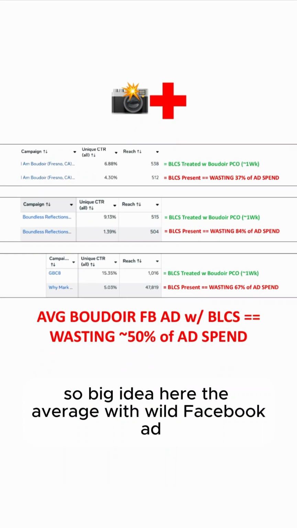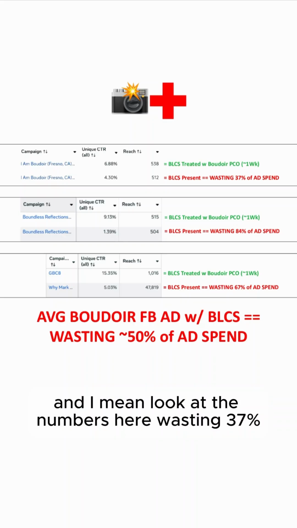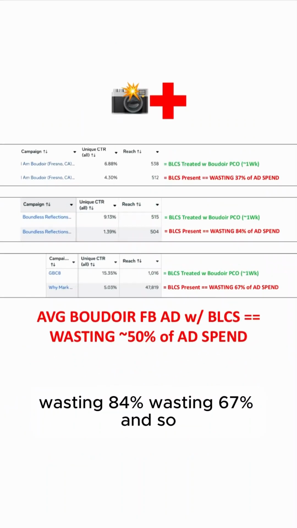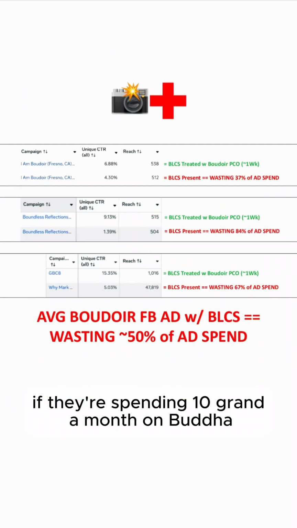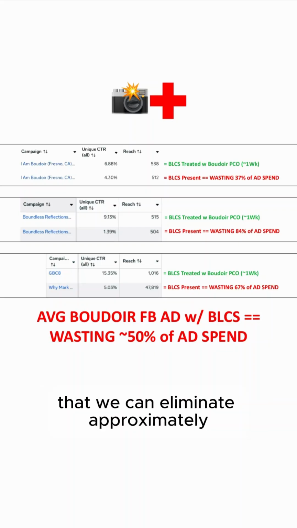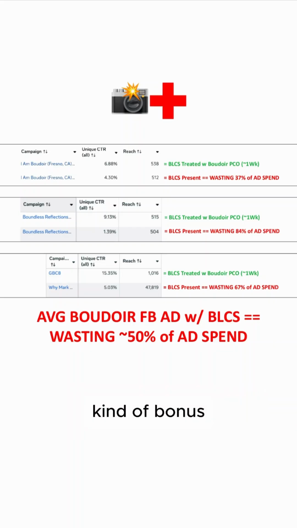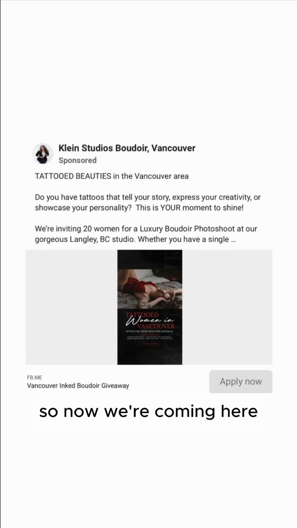So big idea here. The average Boudoir Facebook ad with BLCS is wasting about 50% of its ad spend. And I mean, look at the numbers here. Wasting 37%, wasting 84%, wasting 67%. And so if they're spending 10 grand a month on Boudoir Facebook ads, on average, 5K every month is being wasted that we can eliminate, and give them approximately 60K in bonus savings back in their pocket over the next year.